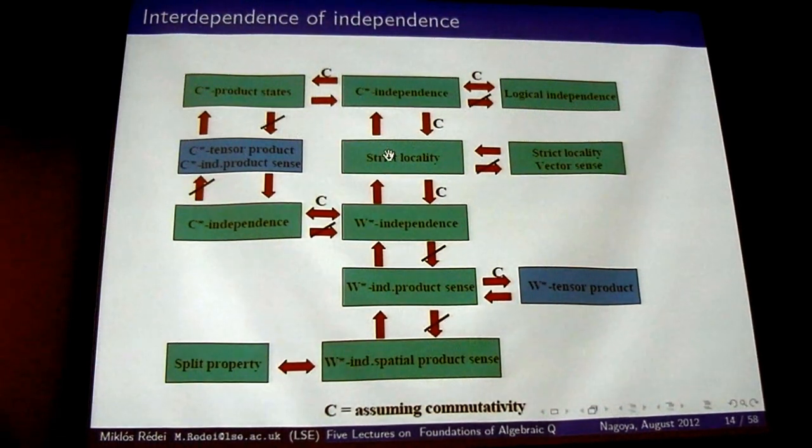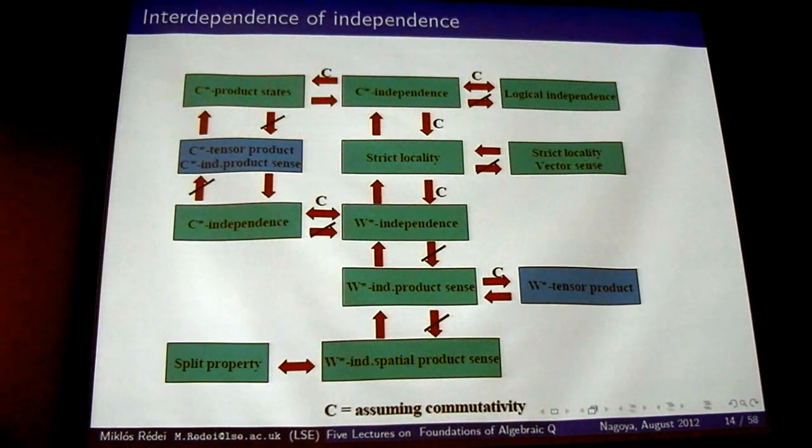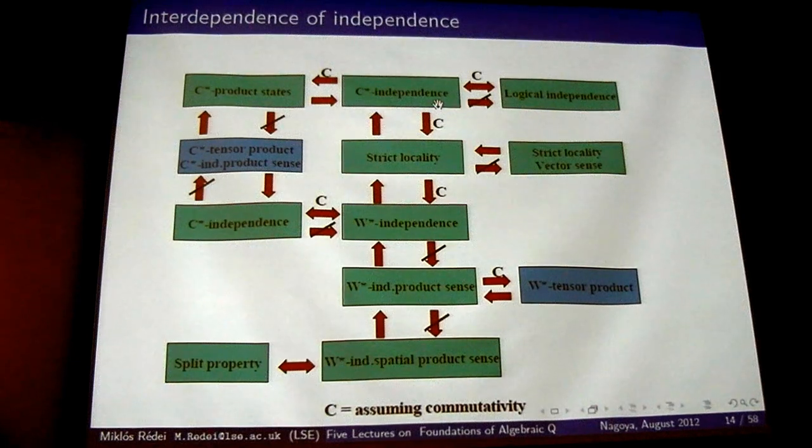Dopplicher-type independence and the strict locality converse is true on the assumption of commutativity, and they entail C-star independence and the converse too if commutativity is assumed. C-star independence is equivalent to logical independence if commutativity is assumed, but if commutativity, I mean that the two subalgebras are assumed to be commuting, but that's too long wording, so I'm just saying commutativity.